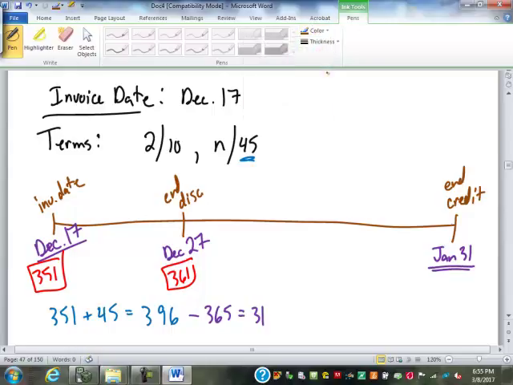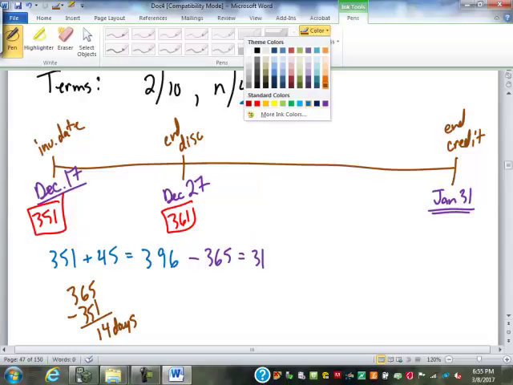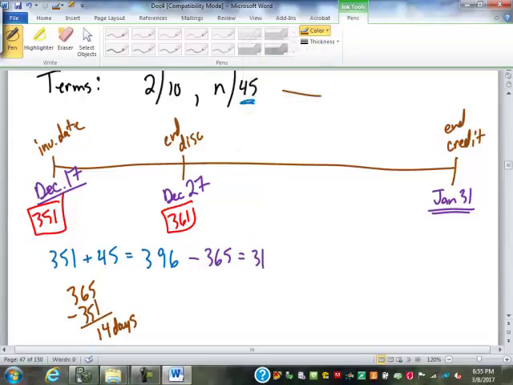The other way we could have done that, could have taken 365, subtract the 351, which is 14 days. We could then take our 45 days here, subtract 14 days, we are left with 31 days. So that tells us we're 31 days into the next year.